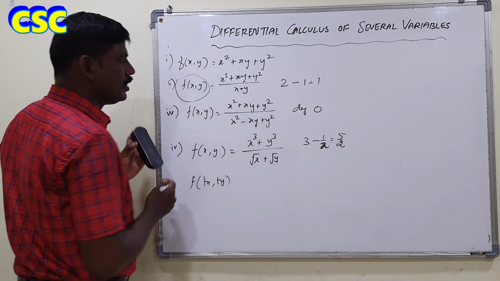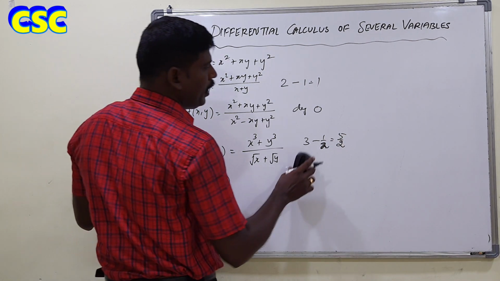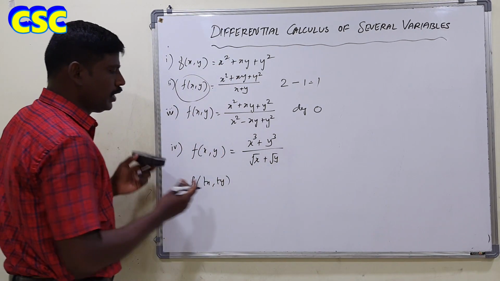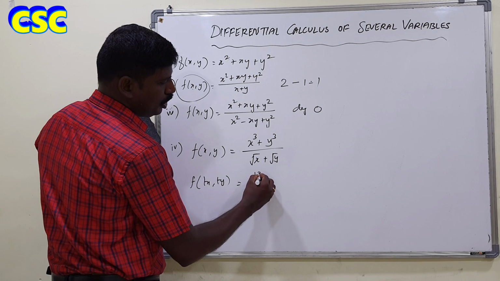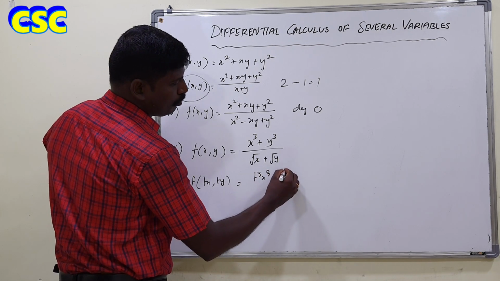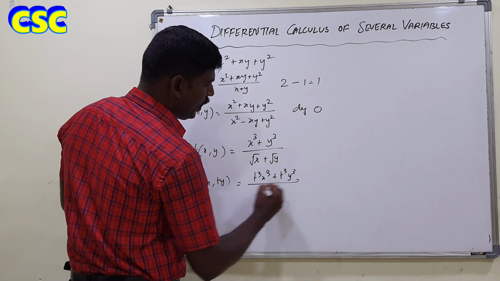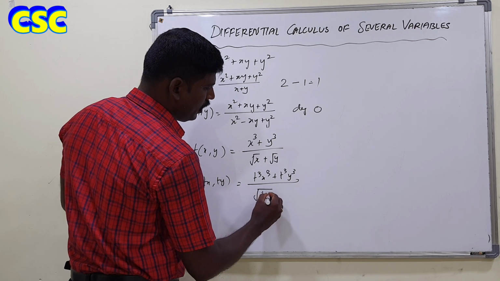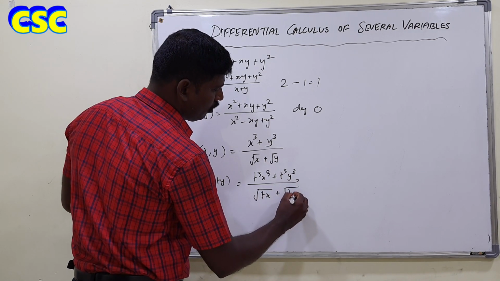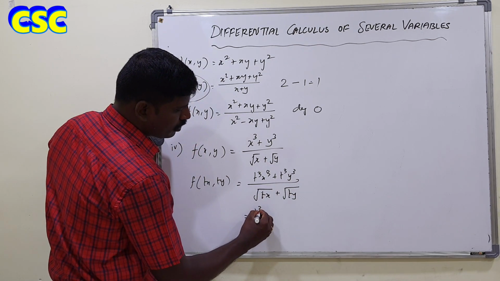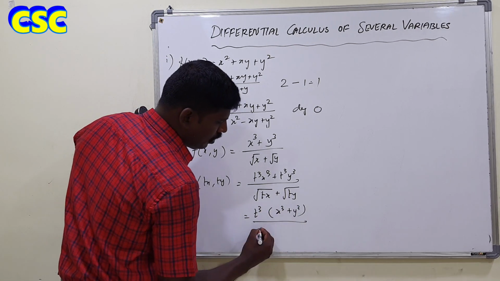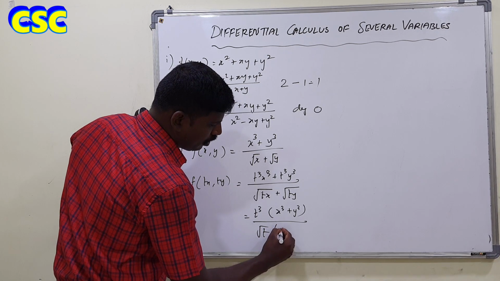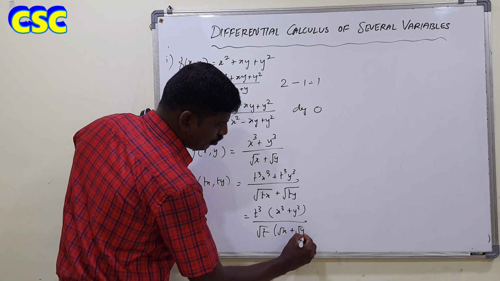So it's a homogeneous equation of degree 5 by 2. Now I am going to prove it, right? By replacing x by tx and y by ty, you will get t cube x cube plus t cube y cube by root of tx plus root of ty. You can take t cube as common from the numerator, so x cube plus y cube, and root t as common from the denominator, so root x plus root y.